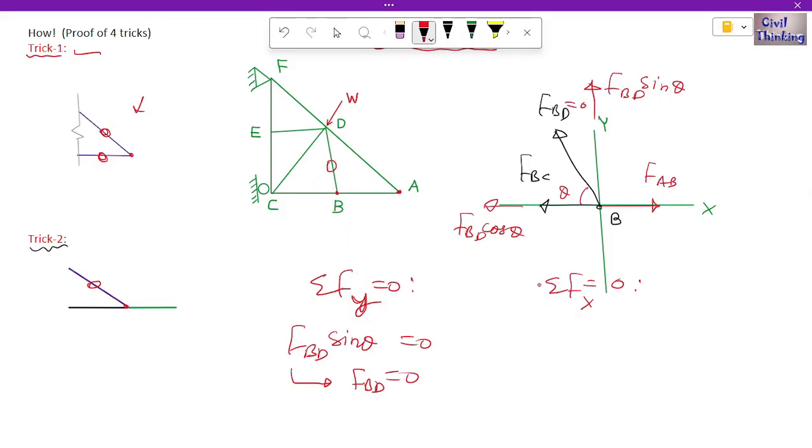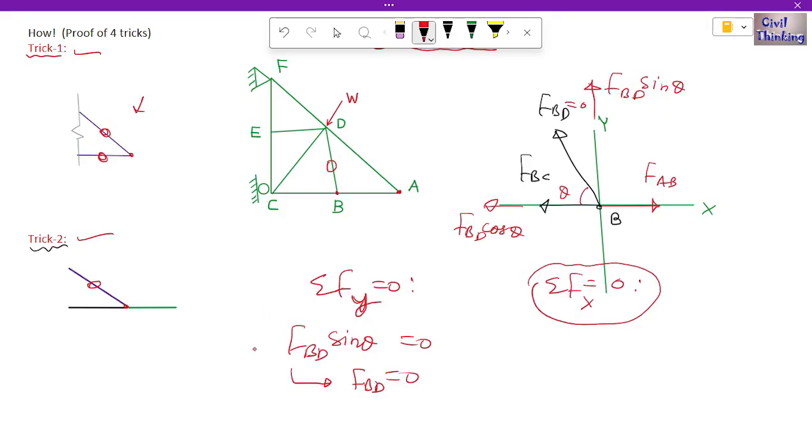Now we don't have to apply summation of Fx. Why? Because we already proved our trick 2. We have already proved trick 2, that if we have three members at a joint which does not have any support or an external load, and two are collinear, then the other non-collinear member is a zero force member. Whenever we see this pattern at any joint of a truss, we will apply it very fast and conclude this non-collinear member is a zero force member, and it will save a lot of our time.